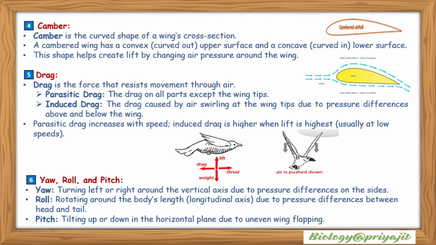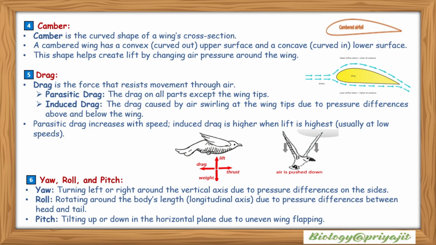Parasitic drag, the drag on all parts except the wing tips. Induced drag, the drag caused by air swirling at the wing tips due to pressure differences above and below the wing. Parasitic drag increases with speed. Induced drag is higher when lift is highest, usually at low speed.